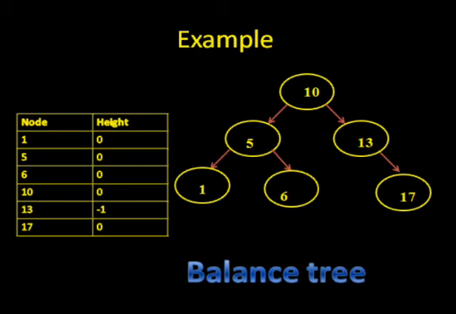Here's an example. This tree, I show each node individually in the list here, and it tells you what the balance is of each node. Notice that the balance of each node is 0, except for 13, which is -1, because it took the height of the left tree, which is 0, and the height of the right tree, which is 1. So it's 0 minus 1, which is -1.